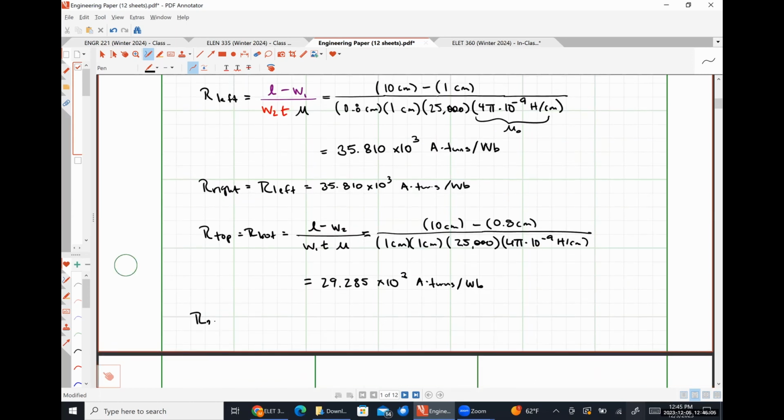And so what would our equivalent reluctance of the entire system look like? All of them added together in series. So twice R left plus twice R top, or R left plus R top plus R right plus R bottom. It's all the same thing because of how the numbers work out, right?